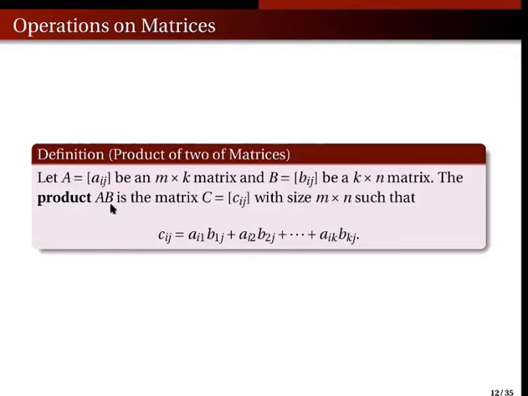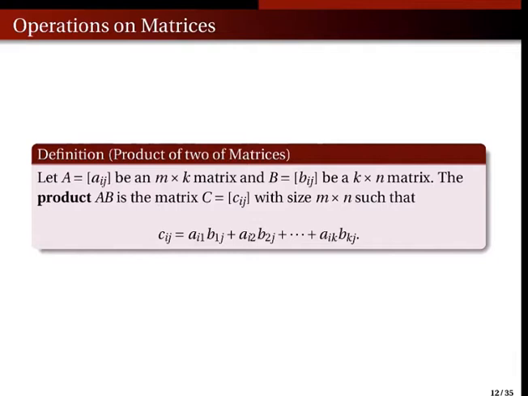Okay? So, the product AB is the matrix Cij with size M by N, take note of that size, such that Cij is equal to Ai1 B1j plus Ai2 B2j plus until AiK BKj. Okay?